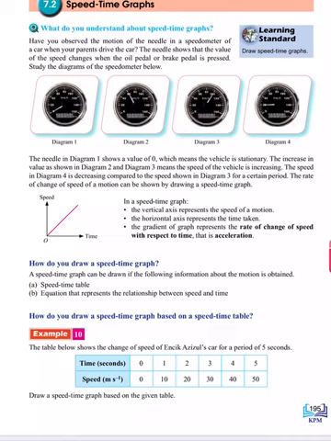So now the gradient of the graph represents the rate of change of speed with respect to time, which is the thing that we call acceleration. Before this, the gradient is the speed. Now the gradient is the acceleration. So that's the difference between the distance time graph and the speed time graph.